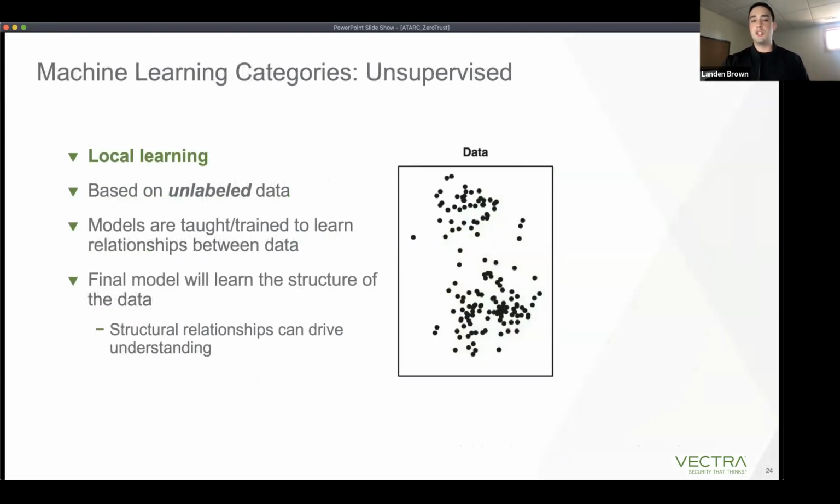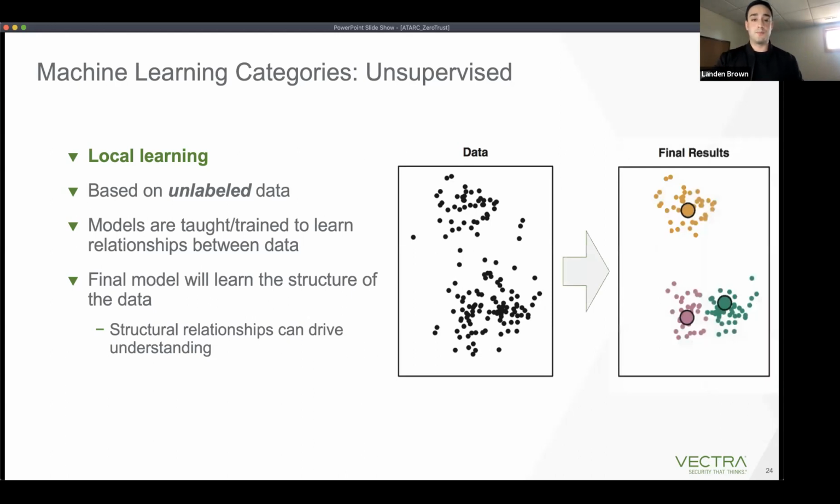When we speak about machine learning specific to Vectra, we're using unsupervised and supervised models. What this allows us to do from an unsupervised perspective is learning local to the environment. These models are based on unlabeled data, but they're trained to learn the relationships between data in a local environment, meaning you can install Vectra in any environment and it will learn specific to that environment and not flag on things that could be perceived as a signature.